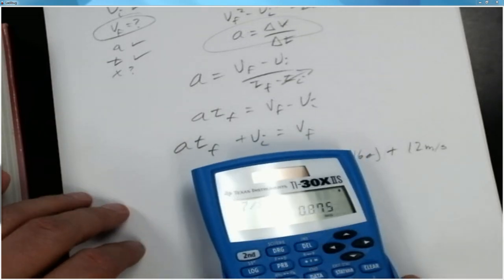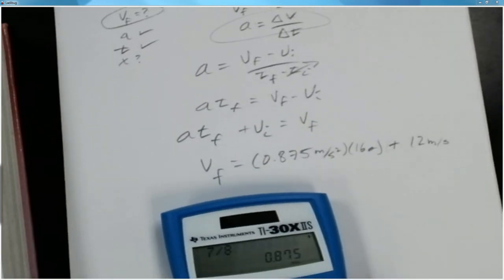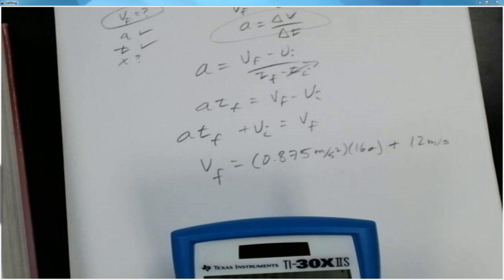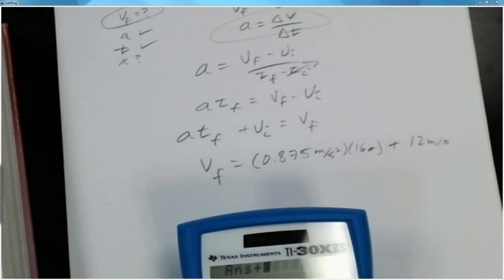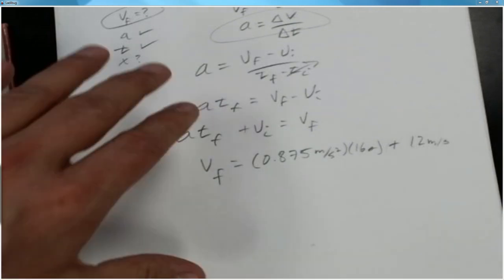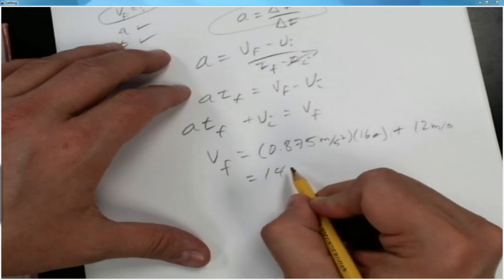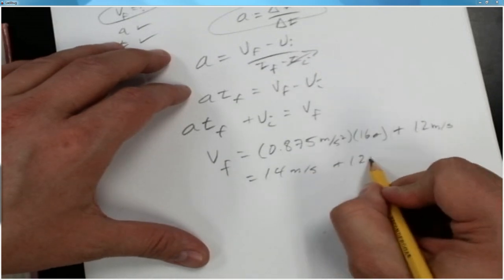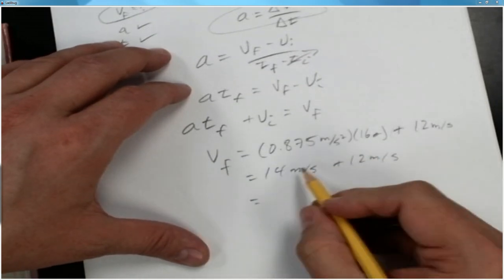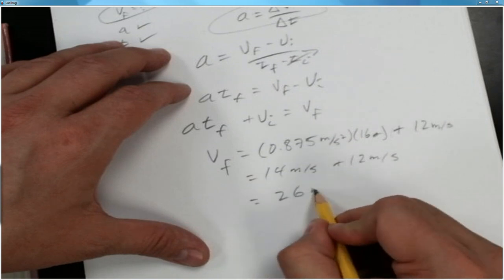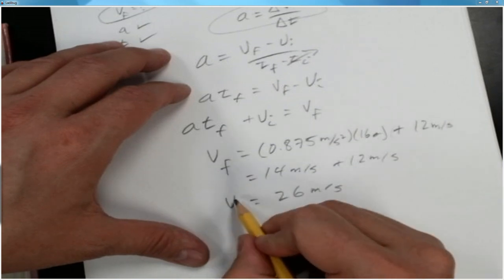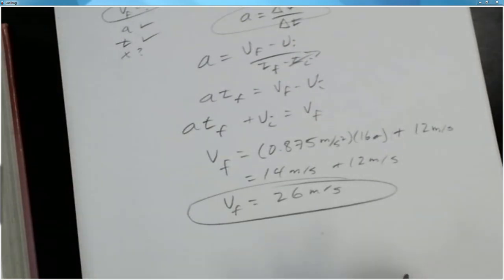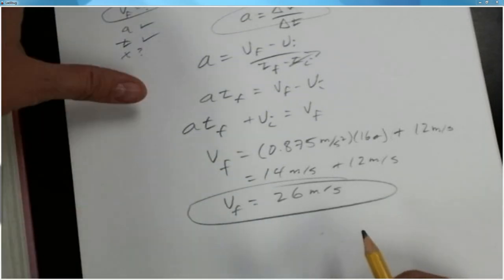So I already got my 0.875 from before. Multiply it by 16. That's 14, plus 12. That's going to be 26 meters per second. Let's see if I got the right answer, please, Lord. Yes, I did. That's the right answer out of the book. Good. Sounds good to me.